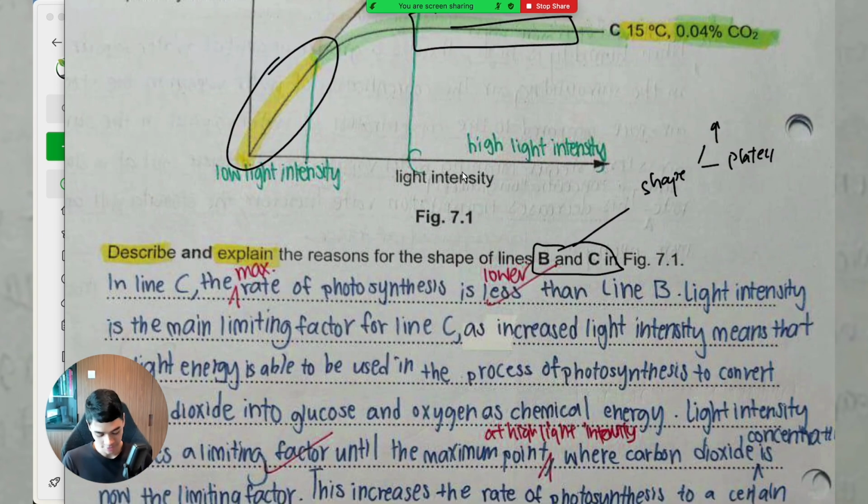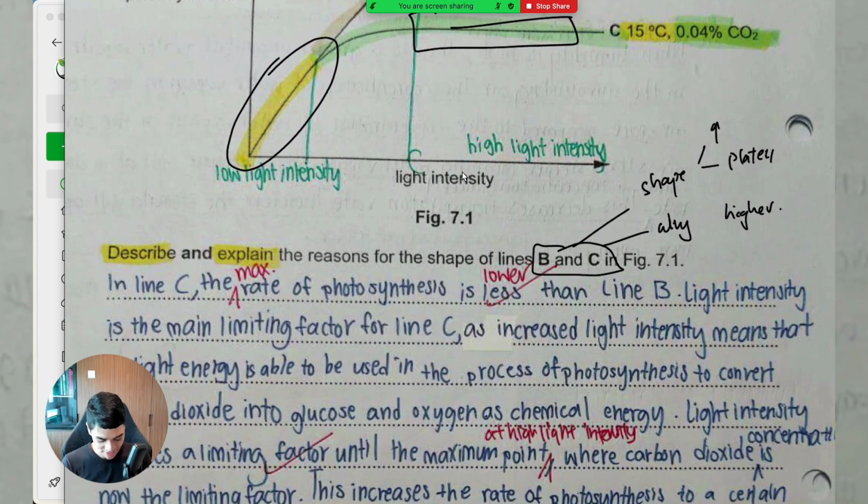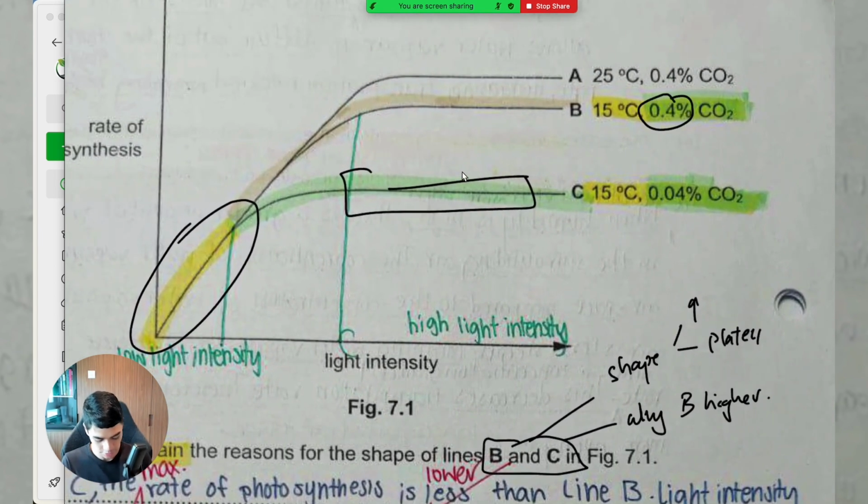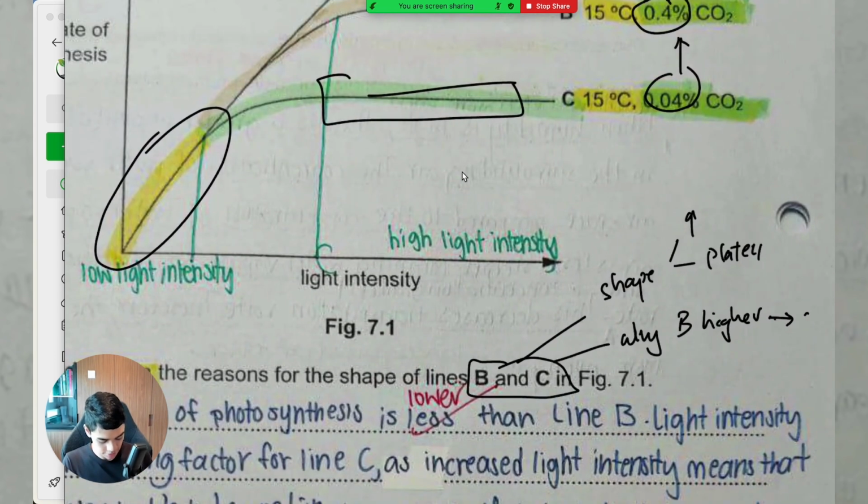Next, we have to explain why B is higher than C. Why did C cap out sooner? And the difference is in the CO2 concentration. For why B is higher, the explanation is CO2. Okay, why the shape increase? Because light was still the limiting factor. Light is an ingredient and we need to show the link from light to photosynthesis. How does it affect photosynthesis rate? Then the plateau is because it is no longer limiting.